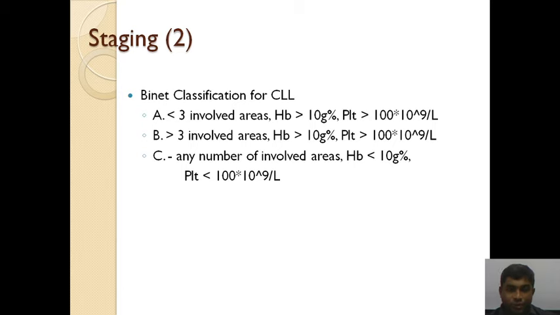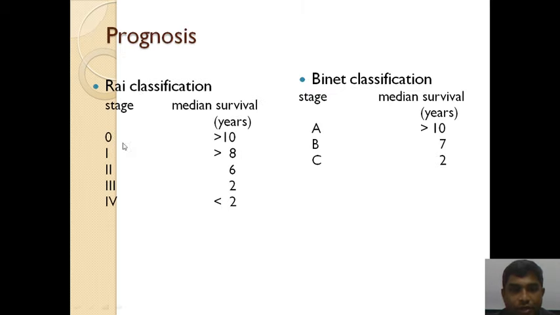If anemia and thrombocytopenia are present, it becomes stage C, and if they're absent, then we look at the number of lymph nodal areas. This lymph nodal area means whether the cervical lymph node is involved, the axillary lymph node is involved, the inguinal lymph node is involved. So presence of 3 or more regions is stage B, whereas in stage A, it's fewer than 3 regions. So why is this important? Because the later stages are associated with poor survival, whereas in the early stages, the prognosis is much better.